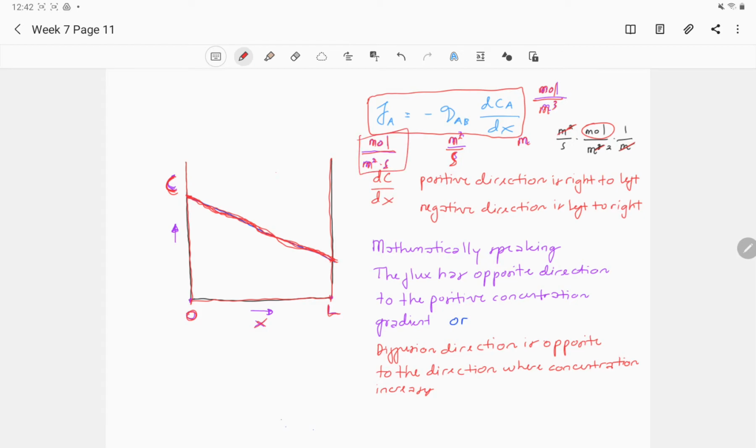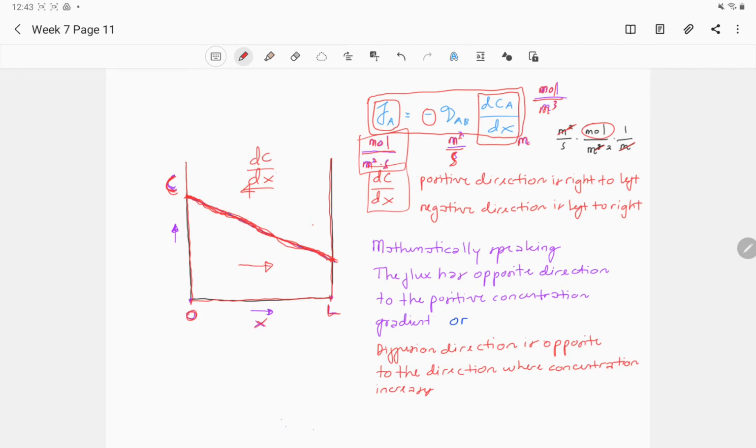Now what we can see here is that dc over dx has a positive direction; it increases from the right to the left. This is the positive direction of dc over dx. However, the molar flux, or the mass transport, basically occurs in the opposite direction, from the high concentration to the lower concentration. Therefore, the molar flux here is negative to the concentration gradient.